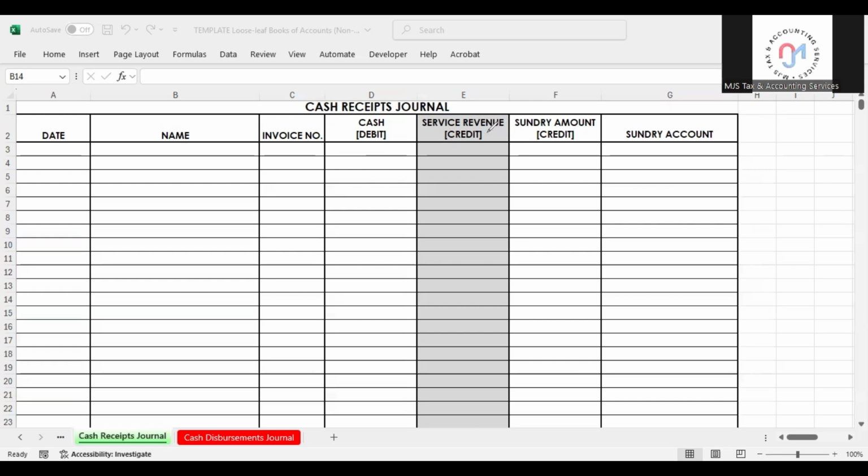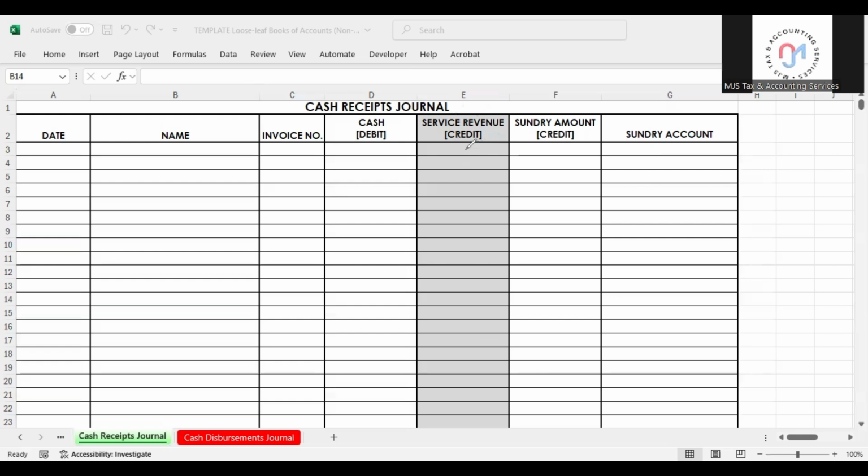Because there are also some instances wherein the business receives cash, but it's not for service revenue, it's for something else. If the cash receipt is not revenue related, then it should not be recorded under service revenue, but rather under any sundry account that is best representative of that certain transaction. This column is colored gray because I have actually placed a formula here.